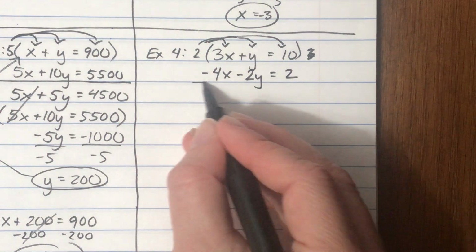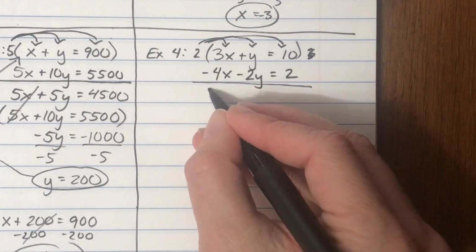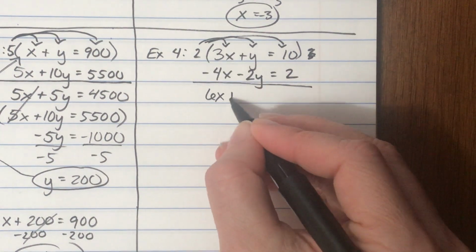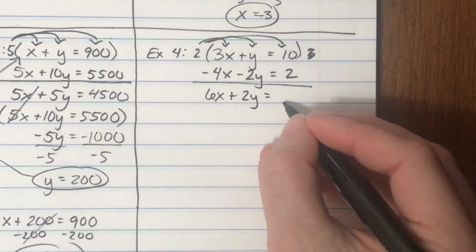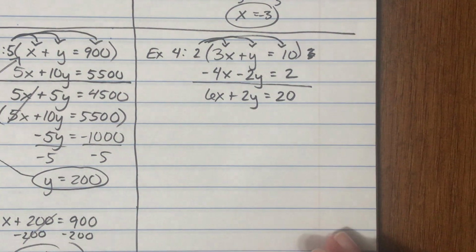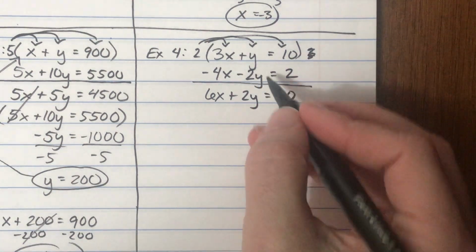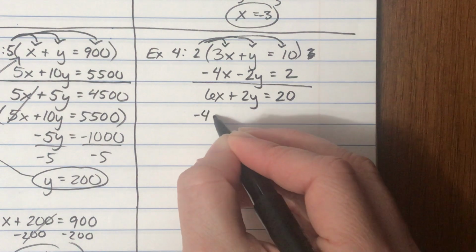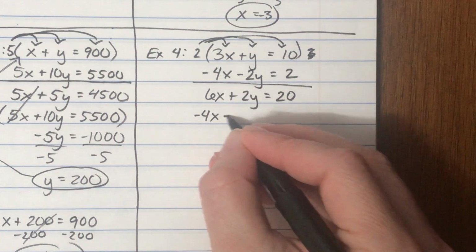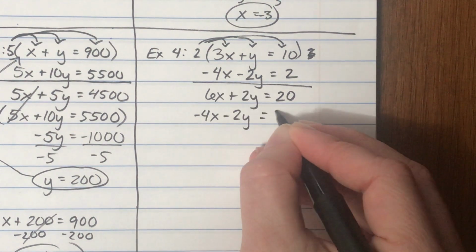So I'm going to rewrite that first equation. 2 times 3 would give me 6x plus 2 times y gives me 2y is equal to 2 times 10 gives me 20. Everything on the top equation just got doubled. And the whole goal, remember, is to be able to eliminate the y. So the second equation is going to stay the same. Negative 4x minus 2y is equal to 2.